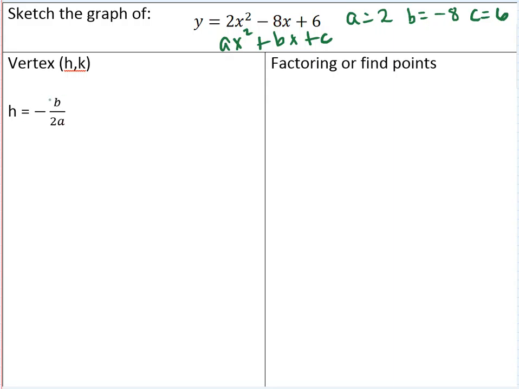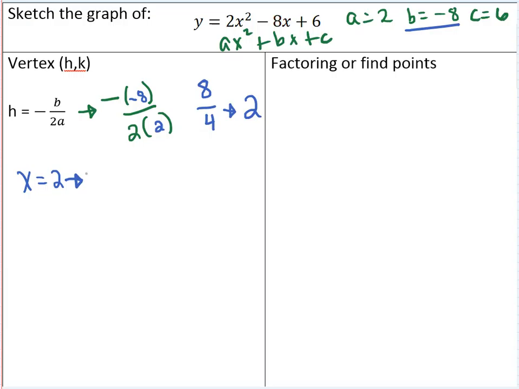So let's go to our vertex formula, which is h equals negative b over 2a. We plug it in, we have negative, let's leave a space for b, over 2 times, let's leave a space for a. We said that b was negative 8, and we said that a was 2. So negative and negative 8 is a positive 8. 2 times 2 is 4. 8 over 4, that is 2. So if x equals 2, let's plug that into our equation.